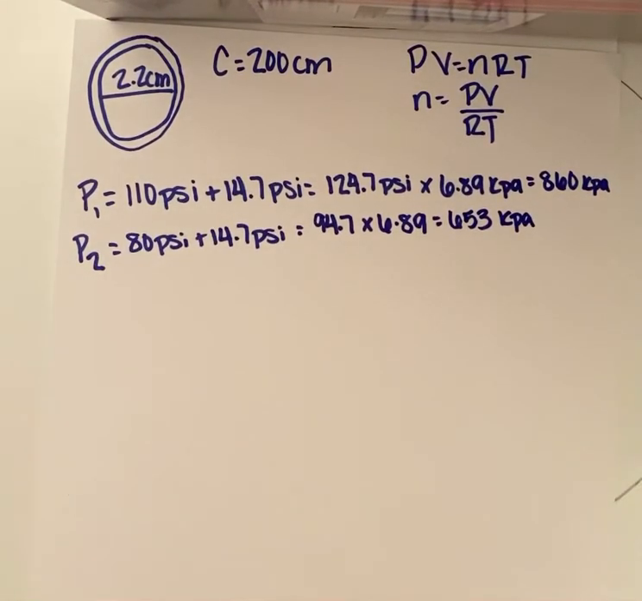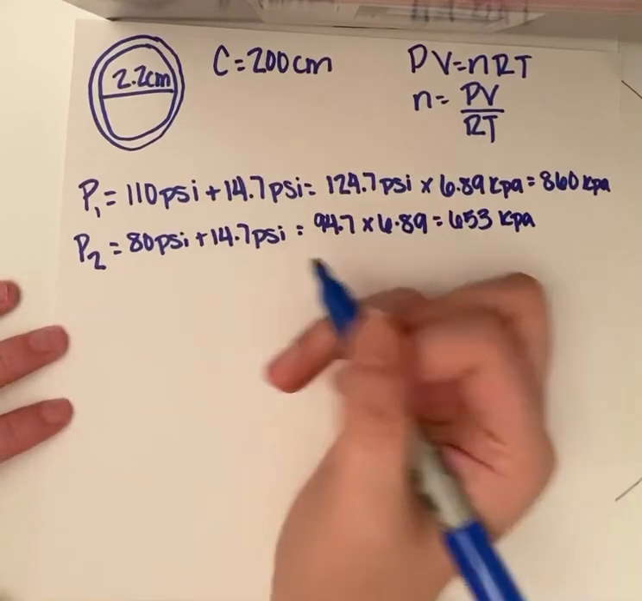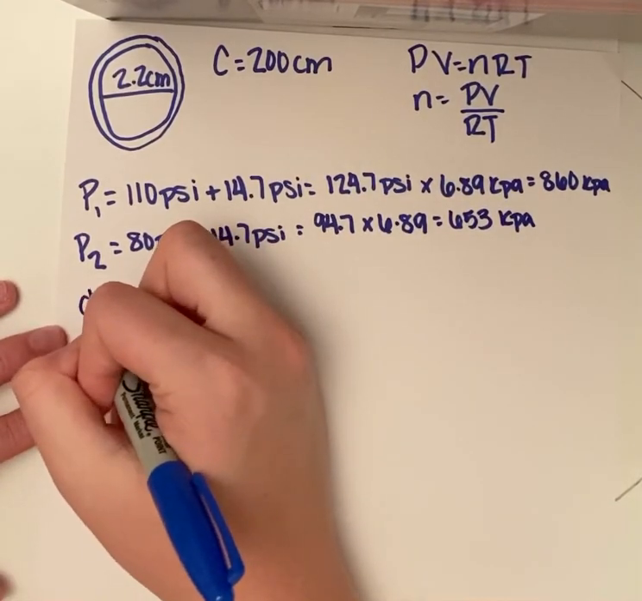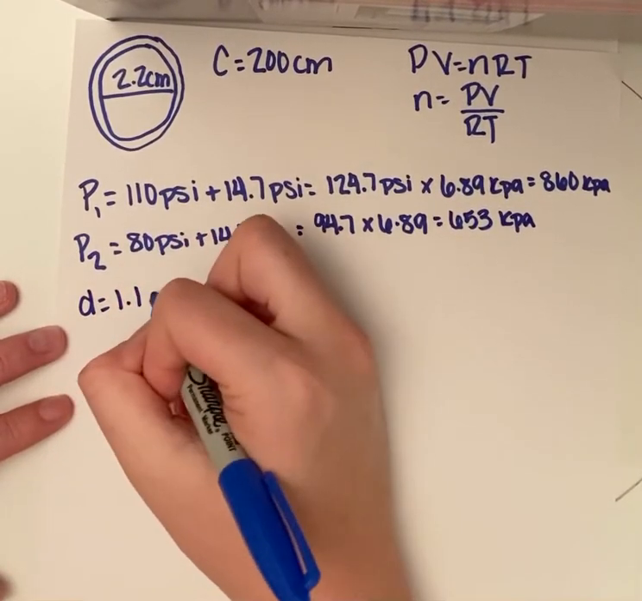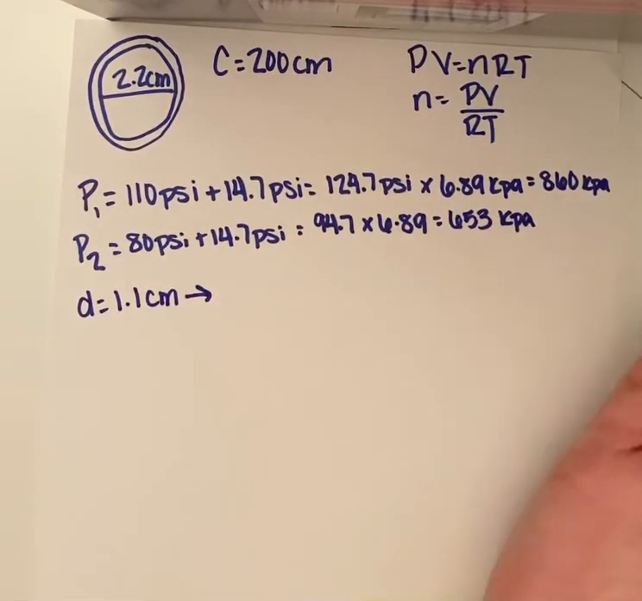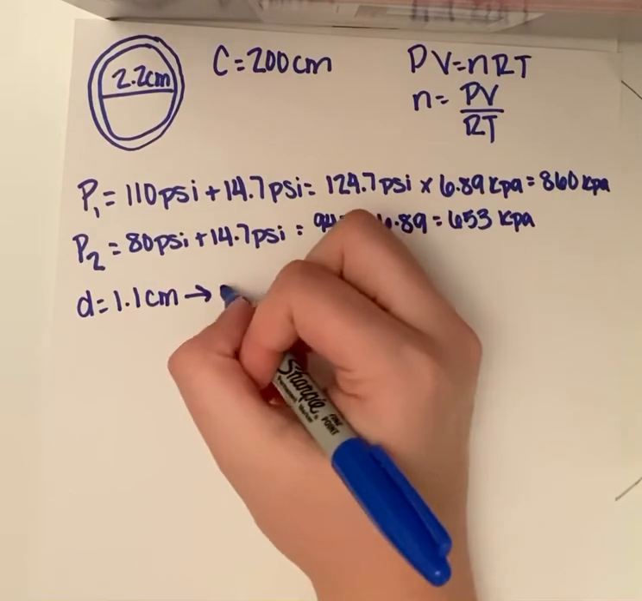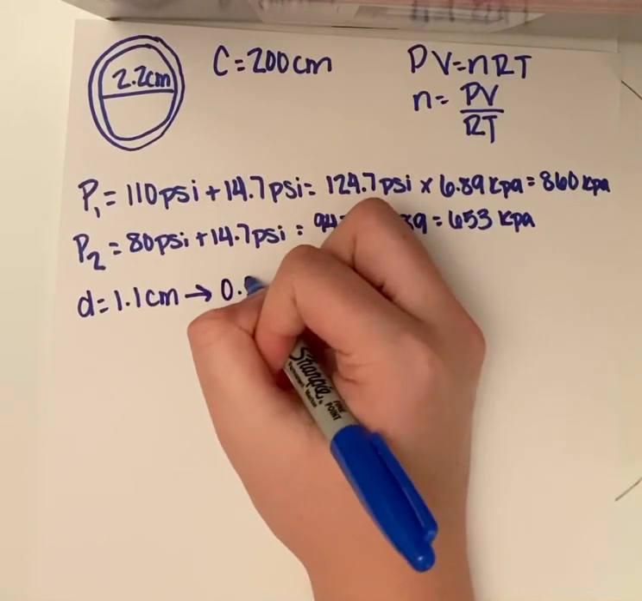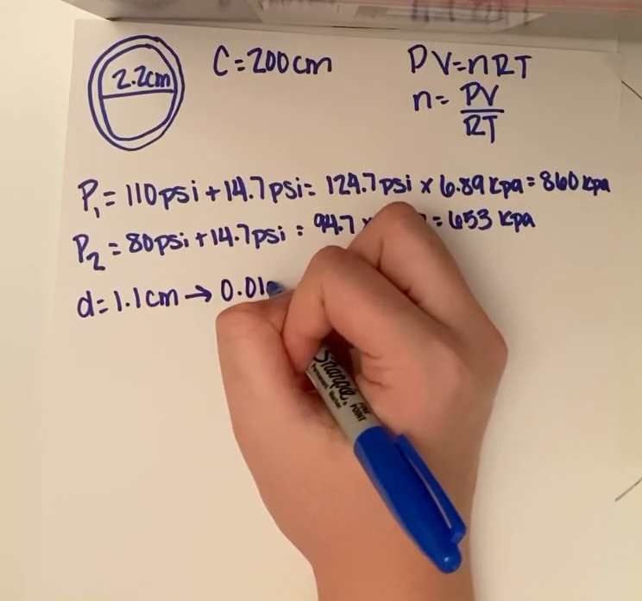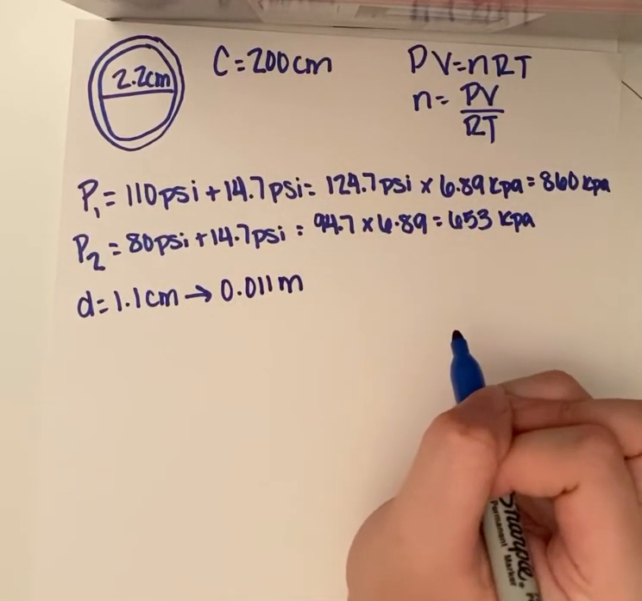And then from there, we're going to want to find the diameter. So we're given the radius is 2.2. So the radius is always going to be half of that, which is 1.1 centimeters. And then we're going to want to convert that to meters by dividing this by 100. So that just gives us 0.011 meters.